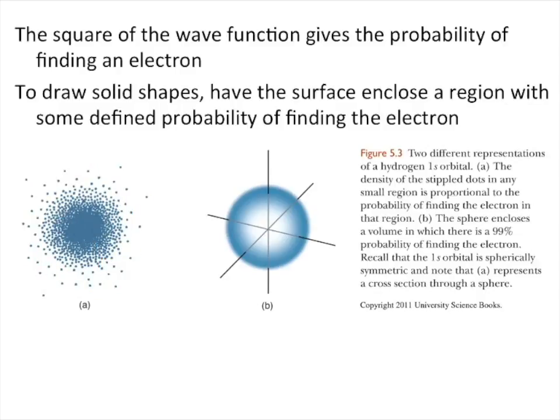but hey, you might find it farther out as well. And so then, when you're drawing these nice pretty shapes, you just enclose the volume in which you have a 99% chance of finding the electron. This is the 1s orbital, it's spherically symmetric, and we'll talk about that in a few minutes. But that's what we're doing here. We're taking something that's probabilistic and enclosing a shape where you're most likely to find it, so that we have a nice pretty picture that us humans can look at and make sense of.